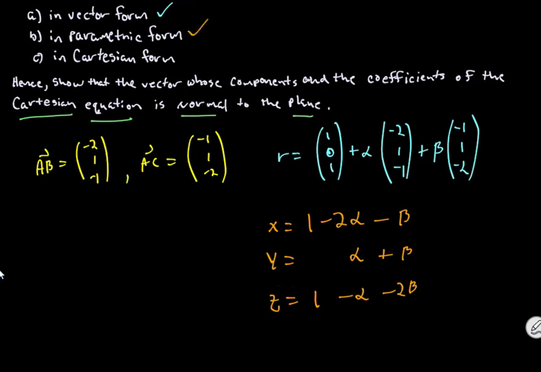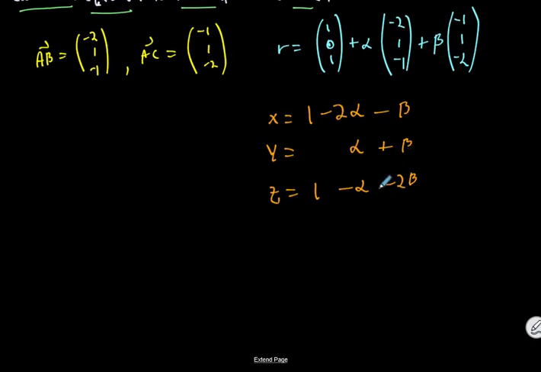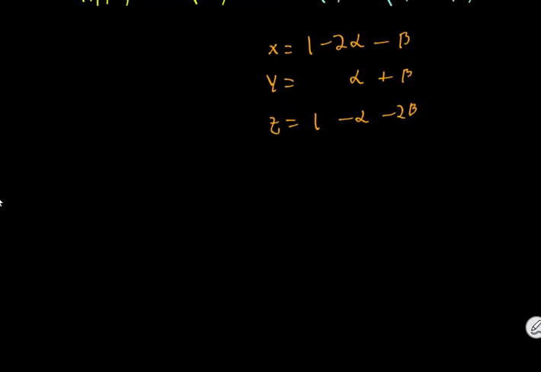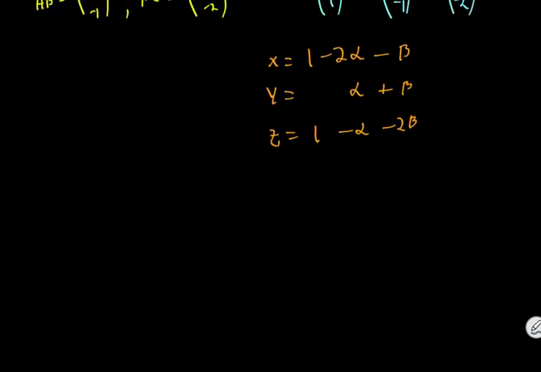And now I want to write my Cartesian form. For my Cartesian form, I want to eliminate the parameters, right? So if I want to eliminate the parameters, well, I can easily, as you can see, add these two together, right? If I add these two together, what am I going to get? I'm going to get x plus y on one side. Then I'm going to have 1. Negative 2 alpha plus alpha is just minus alpha, and these two cancel out, right?